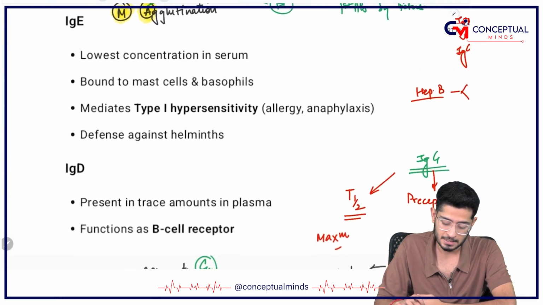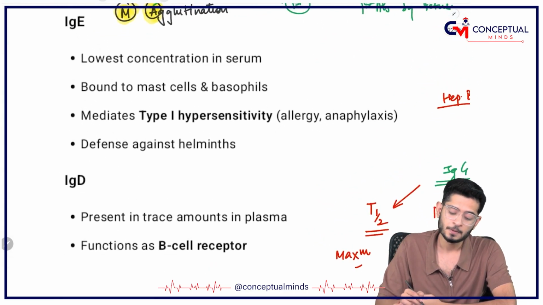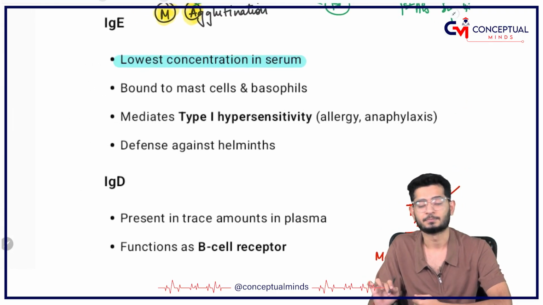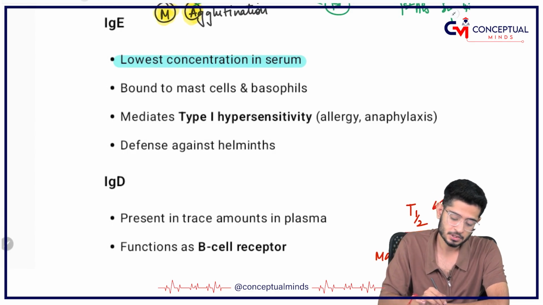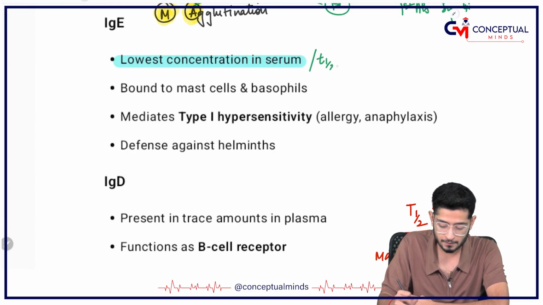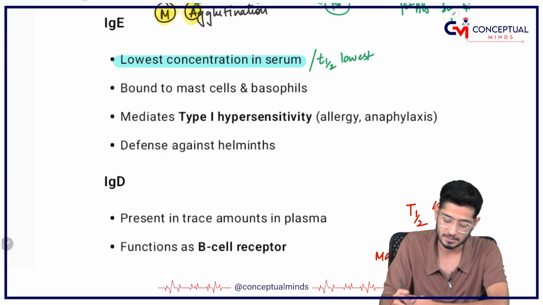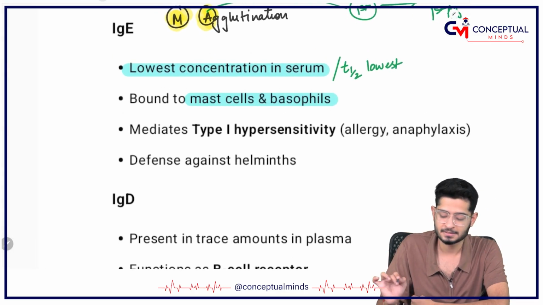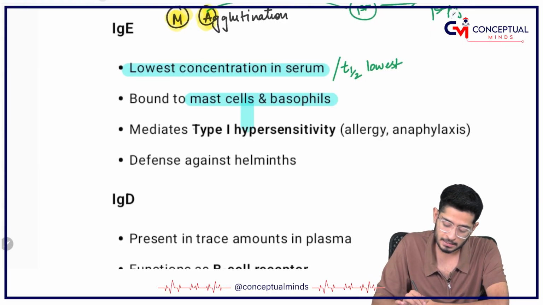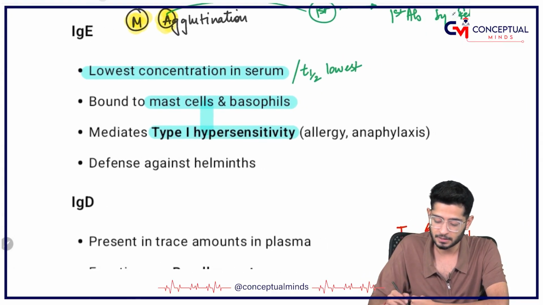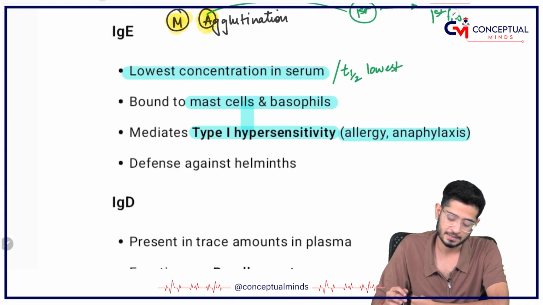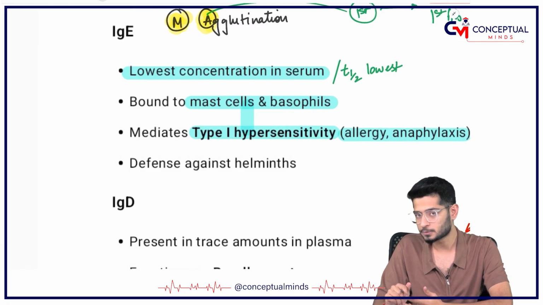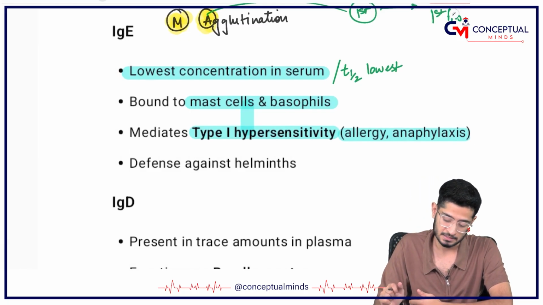Coming on to IgE, my dear friends, I have told you that IgE has the lowest concentration in the serum, as well as the lowest T-half. IgE normally is bound to mast cells and basophils, but in type 1 hypersensitivity, where there is allergy and anaphylaxis, it is going to be increased, and it is going to cause the allergic reaction.